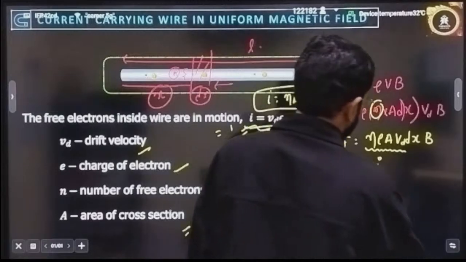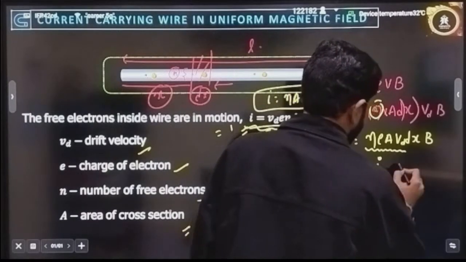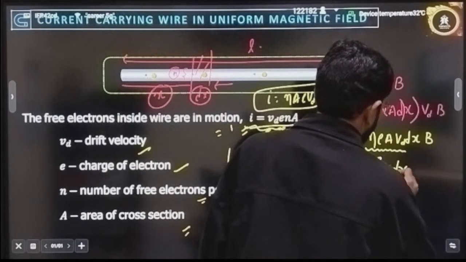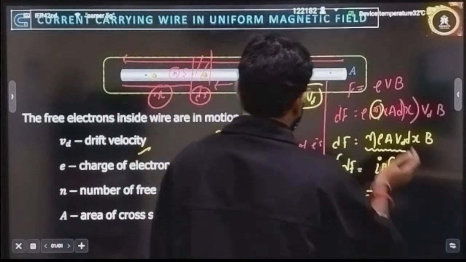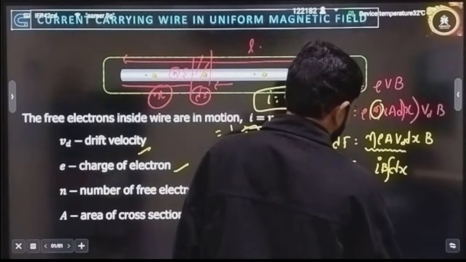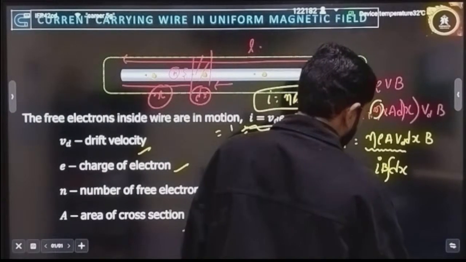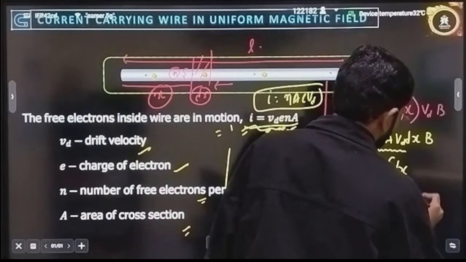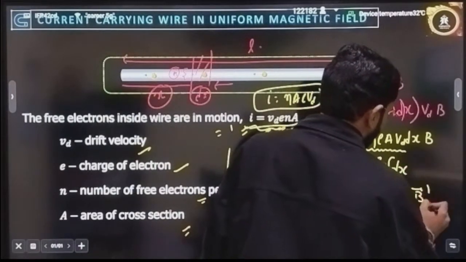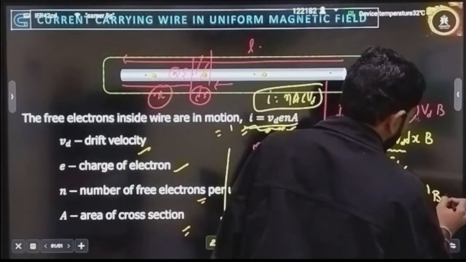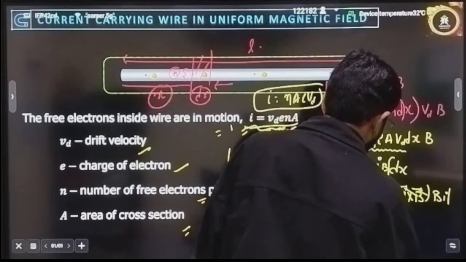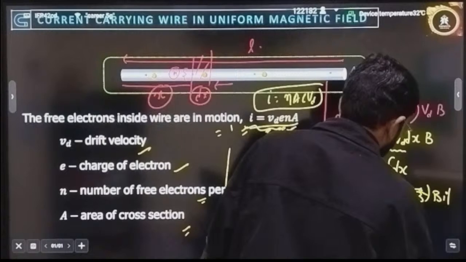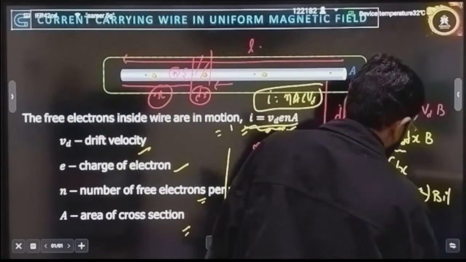Correct? And then there is an integration of dF. You have to integrate dx, and B is also constant. Integration of dx will be for this complete length. That means integration of dF is going to give you F, and here it will become I L cross B, because integration of dx will become L. So actually the formula is B into I into L, but in vector form you have to remember it as I L cross B.